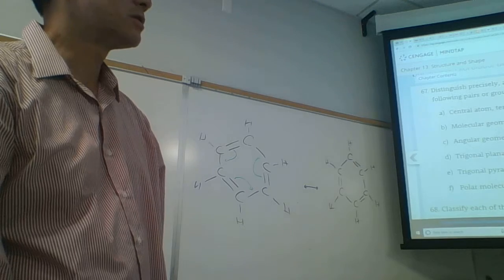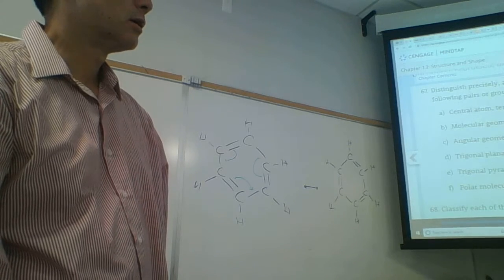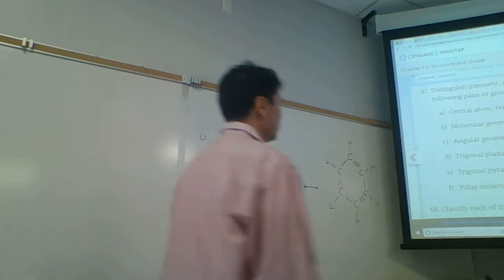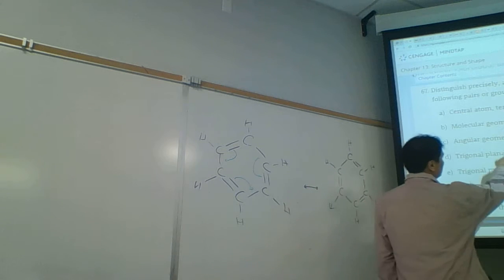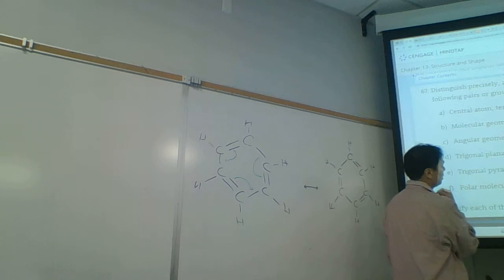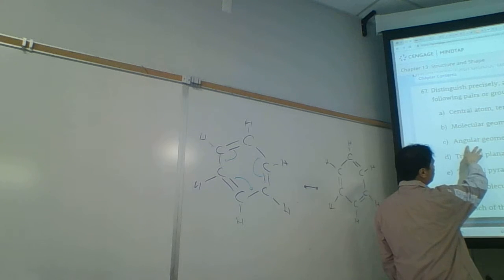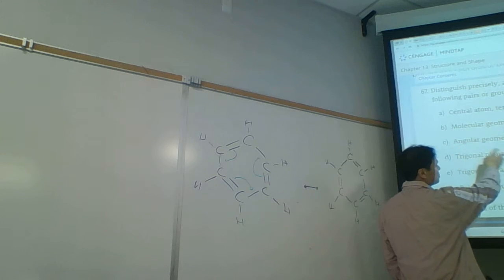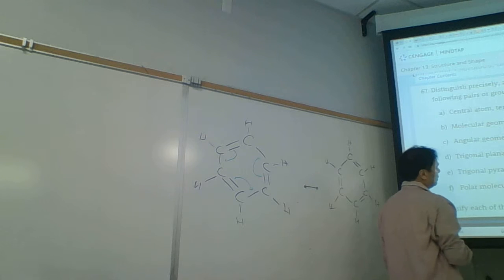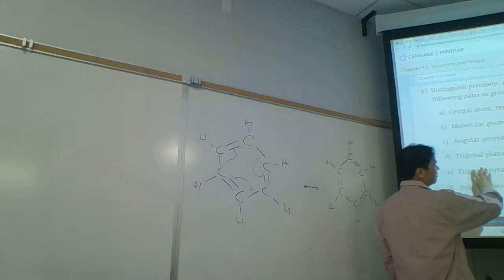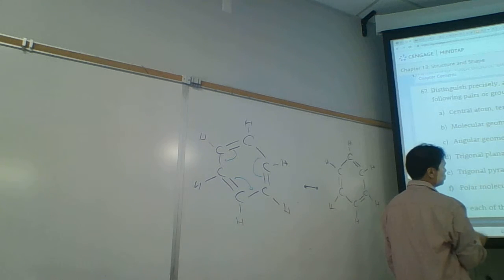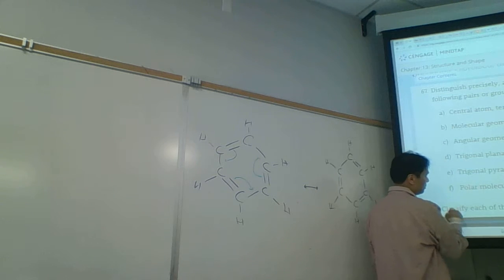Molecular geometry versus electron pair geometry. Molecular geometry is the geometry of the atoms. Electron pair geometry is the geometry of the electron groups. Angular is another word for bent. So this is bent versus trigonal planar. Trigonal planar versus trigonal pyramidal is different, and trigonal pyramidal versus tetrahedral is different. If you draw them, you can see it.